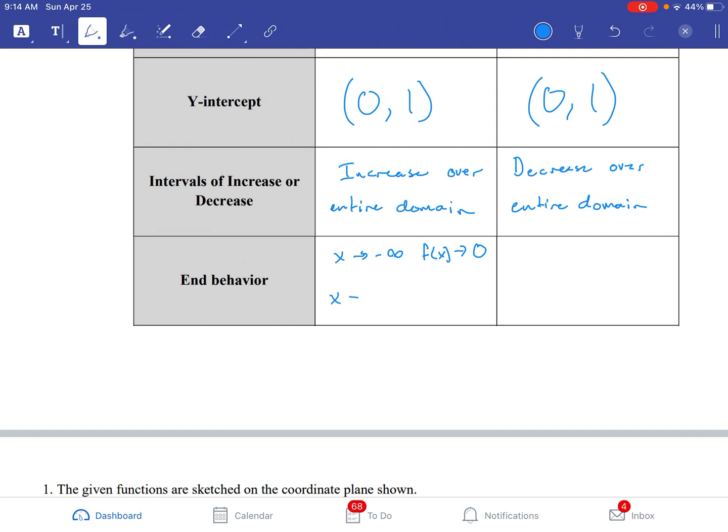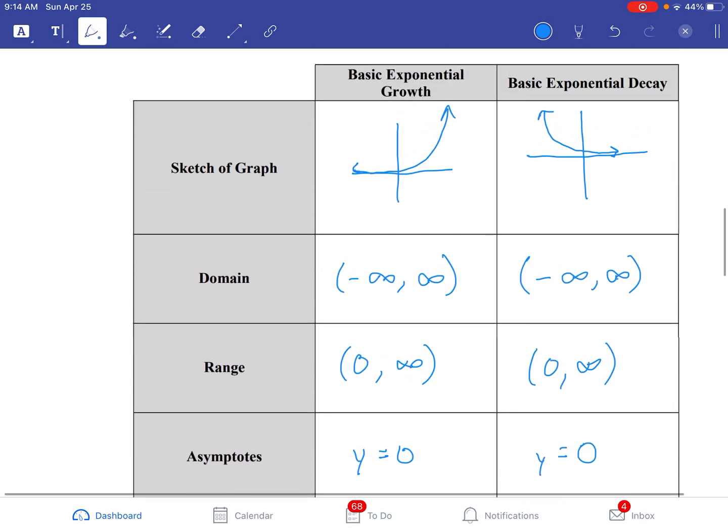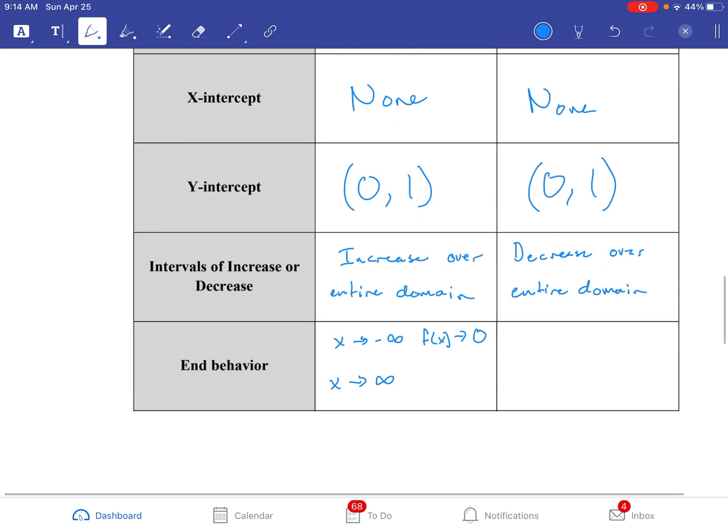As x goes to the right towards positive infinity, what is the graph doing? So let's go back up to our sketch. As we go to the right on our graph for our growth function, the graph keeps going up. So the graph will be going up towards positive infinity. Okay, there's no restrictions on how it's going up.